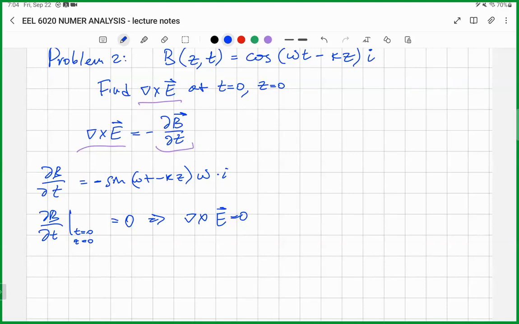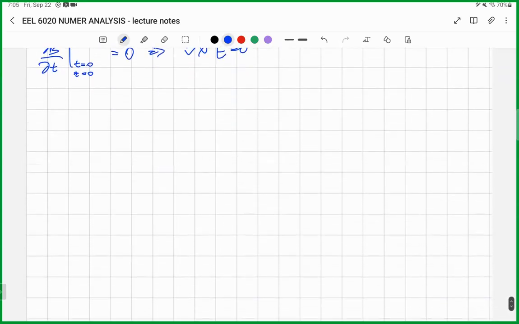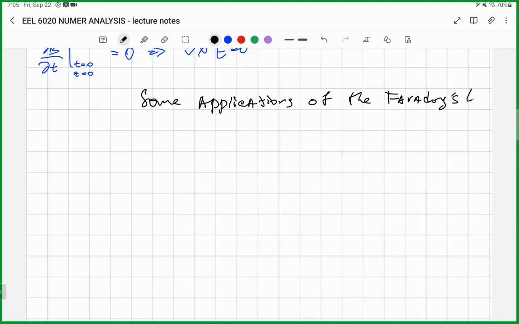Simple result. And maybe the last thing for today, let's discuss some applications of Faraday's law.